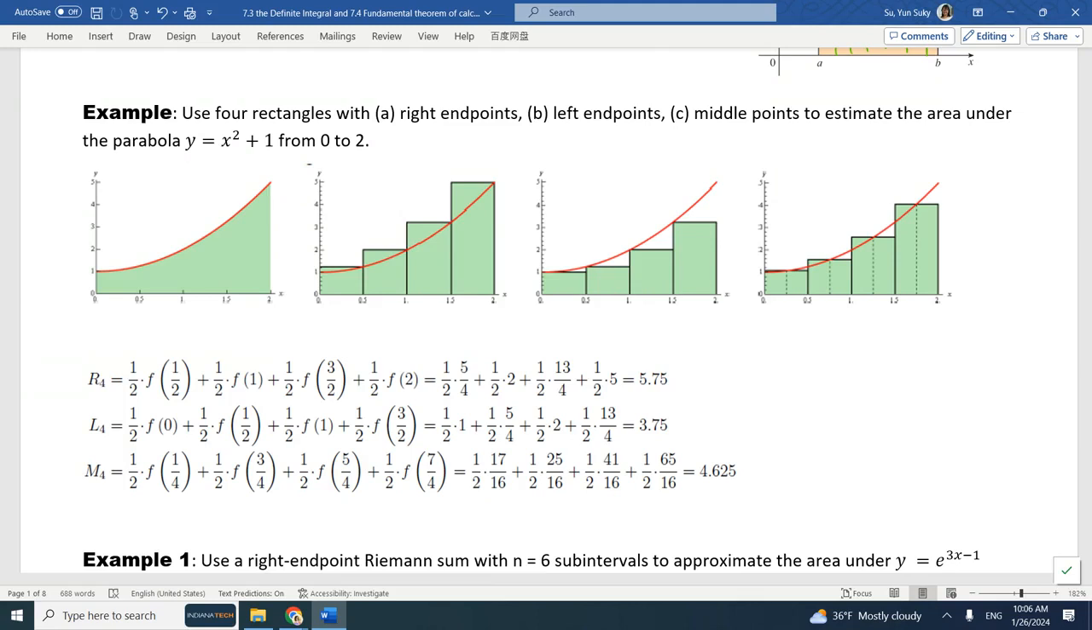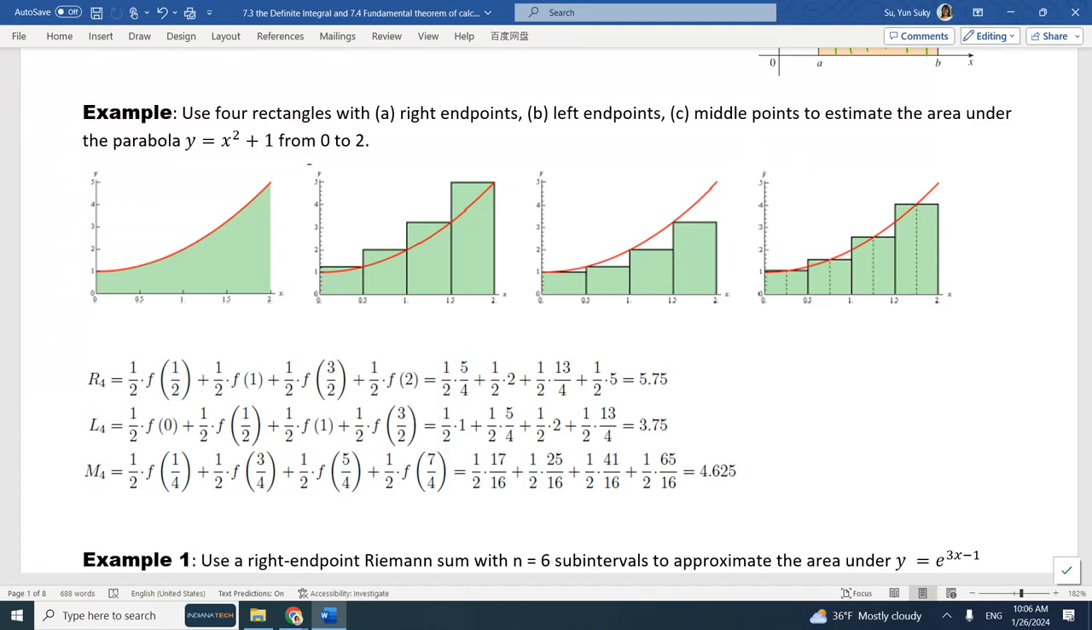And when you plug in x equals 1, what is 1 squared? 1. 1 plus 1 is 2. Do you see here at the point 1, our y value is 2. How about when you plug in 2? 2 squared plus 1 is 5. So at 2, I get my y is 5. So you can plot the points and then draw the function.